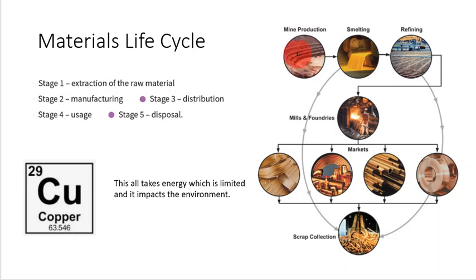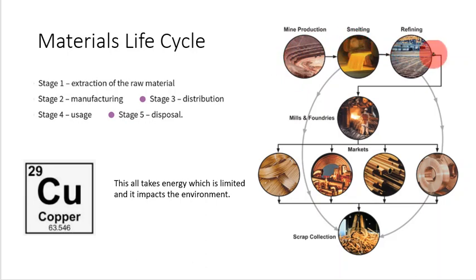So you have mine production. You have these mines where copper is extracted. It's heated up and smelted, so it's melted down and then it's refined as well. They take this copper, which is not pure copper, and they melt it down and then they can clean it up or refine it.